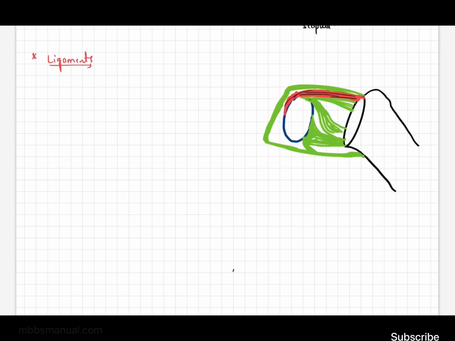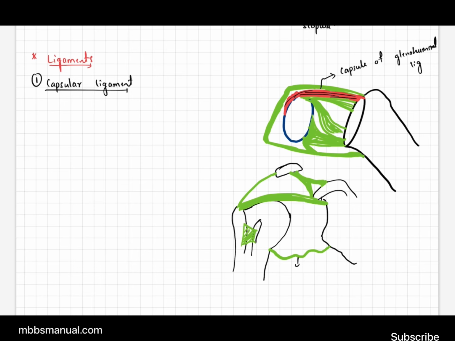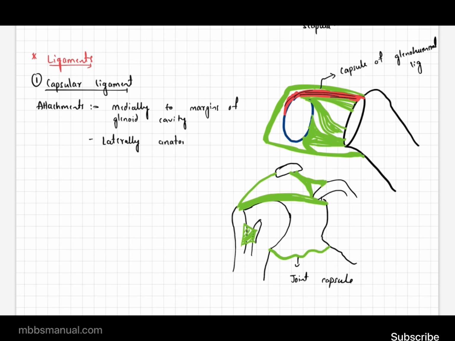Ligaments. The main one is the capsular ligament, also known as the joint capsule, and it is attached medially to the margins of the glenoid cavity beyond the glenoid labrum, laterally to anatomical neck of the humerus, except inferiorly where it extends downwards 1.5 cm more on the surgical neck of the humerus.